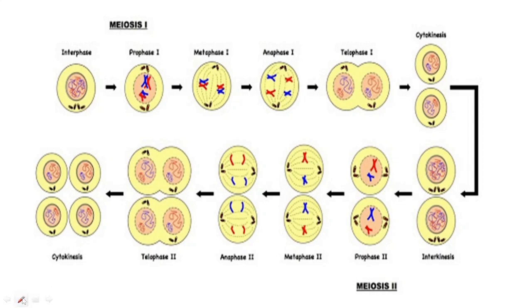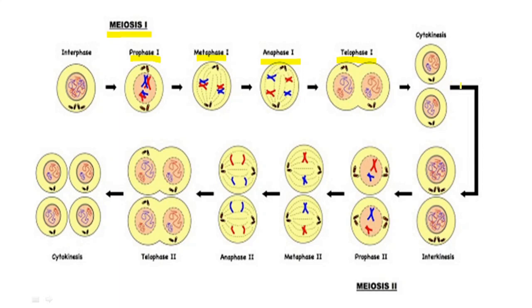Now in meiosis 1, meiosis 1 is further divided into prophase 1, metaphase 1, anaphase 1, telophase 1, followed by cytokinesis, where we will get two cells. Sometimes these cells remain attached to each other, then we call them dyads. They are also known as dyads, in this case two cells.